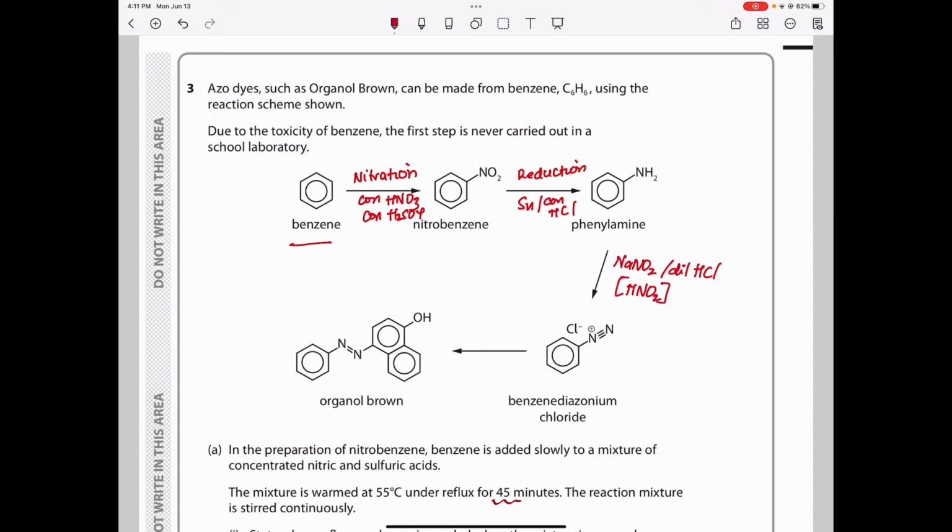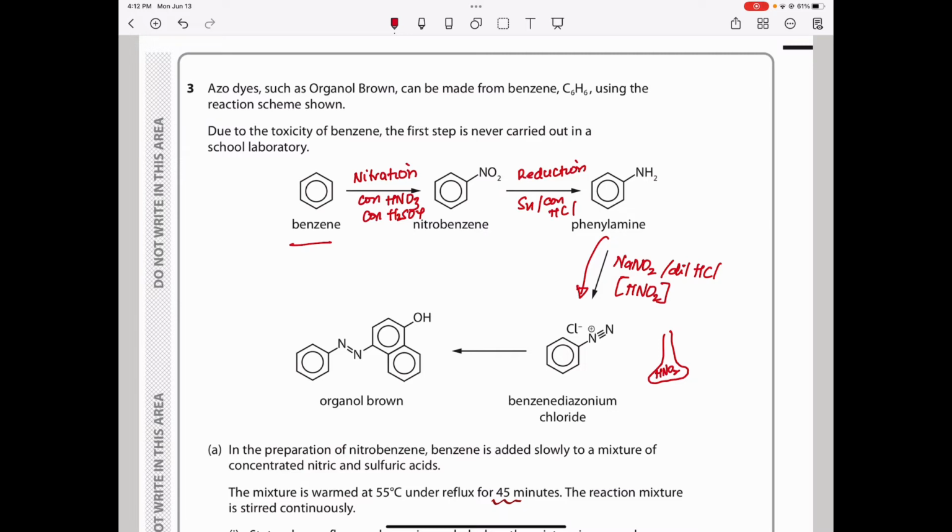However, of course, when you're writing, you can say nitrous acid, but in real life, you cannot use nitrous acid, because in this step the nitrous acid is prepared in situ during the reaction. So as the reaction is going on in the conical flask, they will put sodium nitrite and hydrochloric acid so that nitrous acid is produced within the conical flask during the reaction.